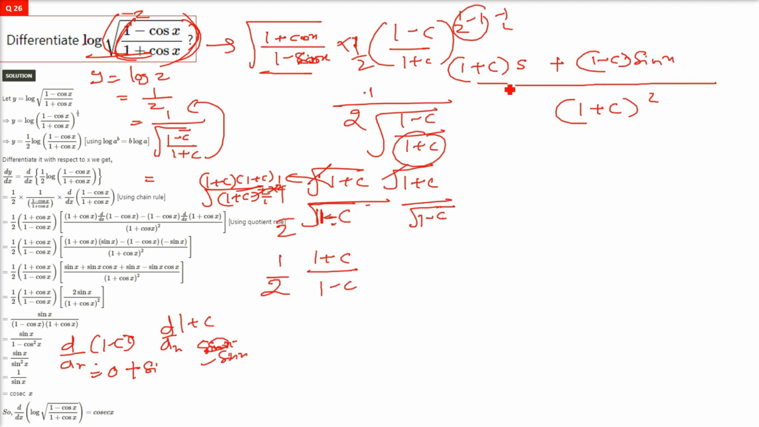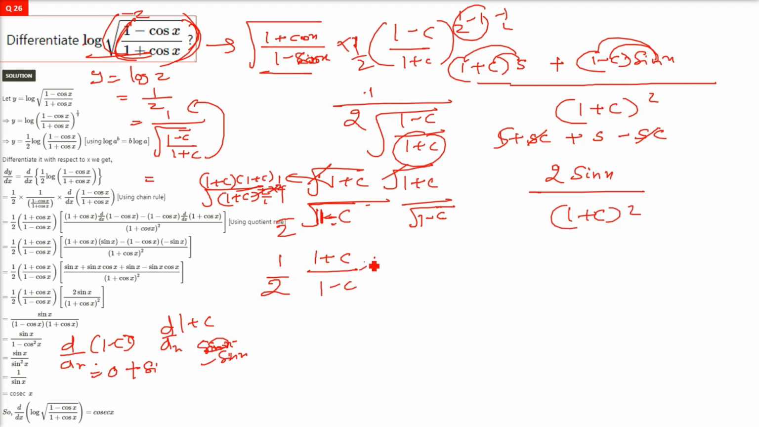Now just open this. Or you can take sin theta common, 1 plus cos and 1 minus cos, cos gets cancelled, you will get 2. So 2 into sin x, you can see here also. Or you can just open it: sin plus sin cos plus sin minus sin cos. So this sin cos gets cancelled. 2 sin x in the numerator and 1 plus cos whole square. Now write it here, 2 sin x. As I am writing, s for sin and c for cos.